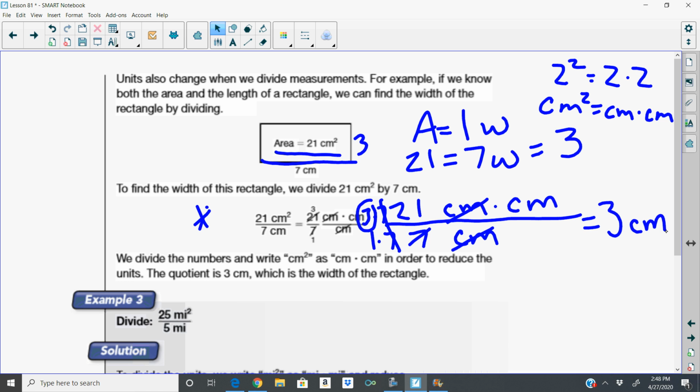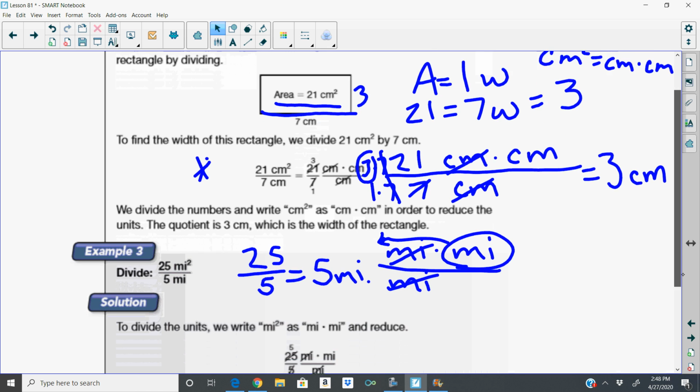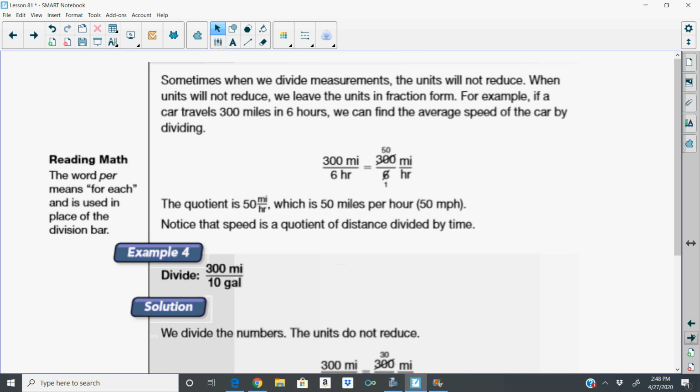Okay. So another example here, example 3 at the bottom. 25 miles squared divided by 5 miles. So we're going to take 25 divided by 5. Well, we know that equals 5. But we have miles squared, which is miles times miles, divided by miles. We cancel these things out. We only have 1 left. I'm going to put it over here. So my answer to that would be 5 miles. Okay, the quotient would be 5 miles. All it's showing you is that we have to cancel out the label as well.